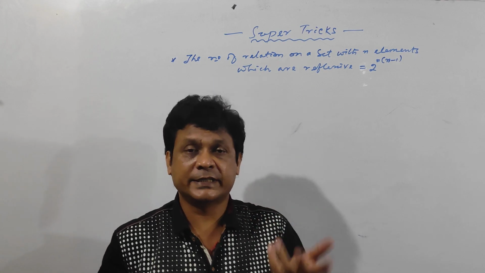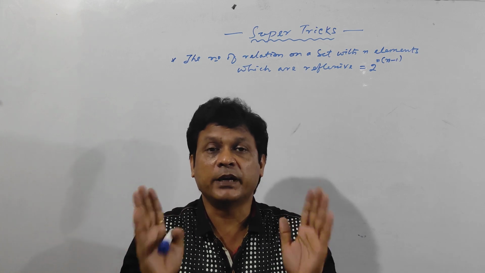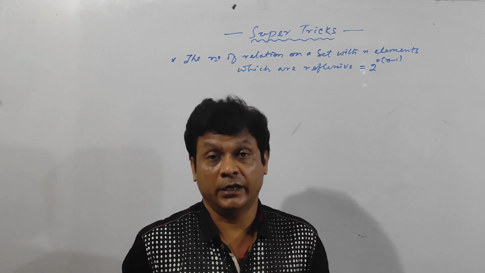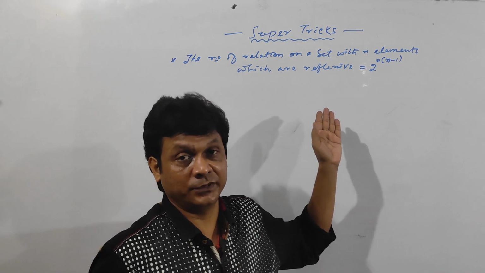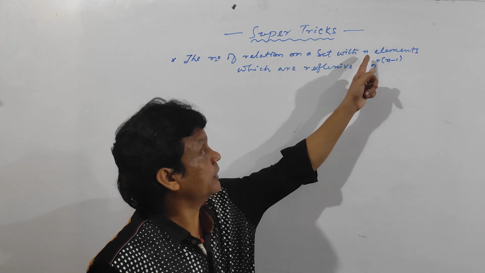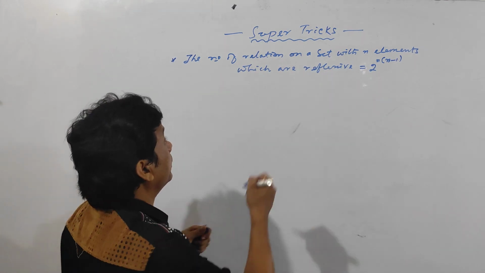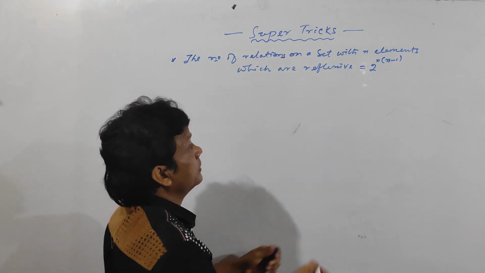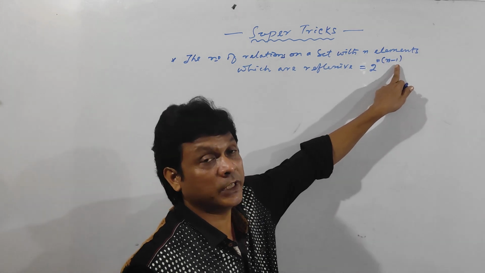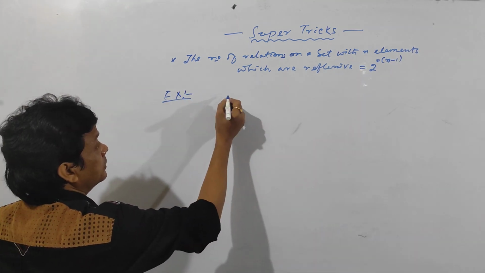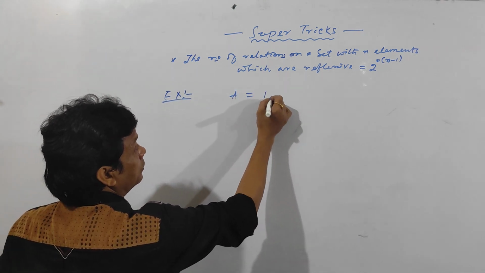See here, if I say that a set contains 5 elements, how many reflexive relations are there? So this is your formula. If a set contains n elements, then the number of reflexive relations is equal to 2 to the power n into n minus 1. Example I am giving, if a set contains 5 elements, A is equal to {1, 2, 3, 4, 5}.